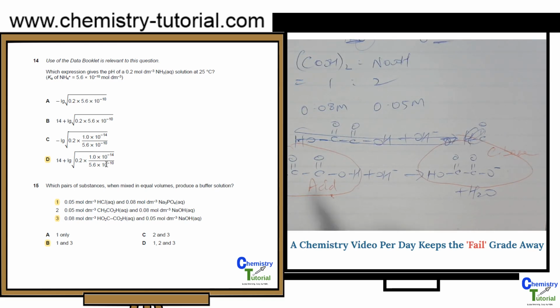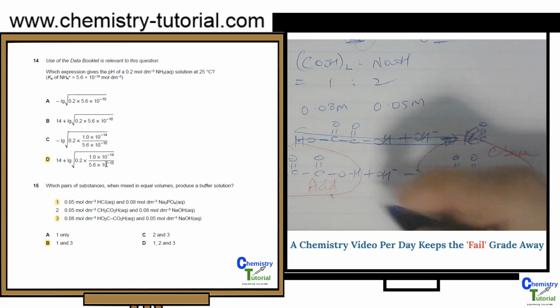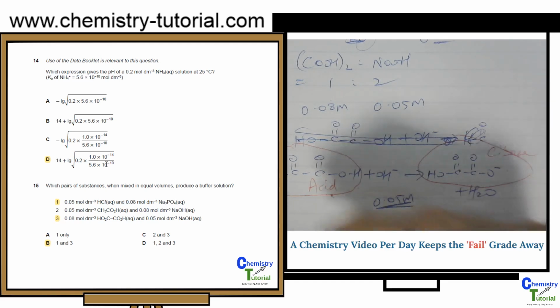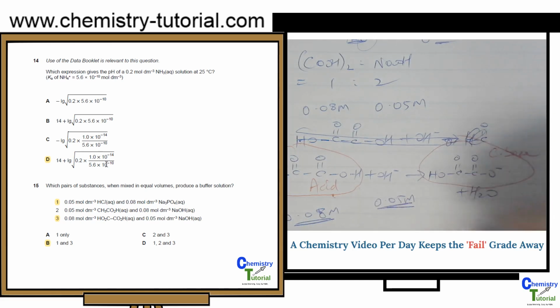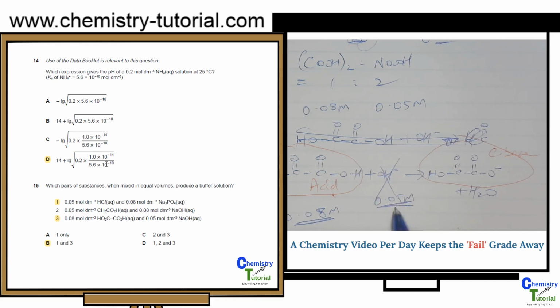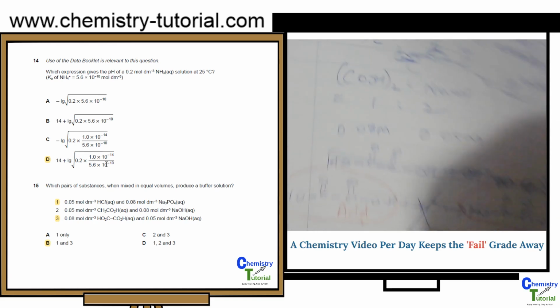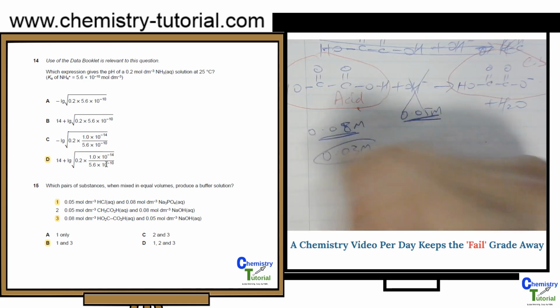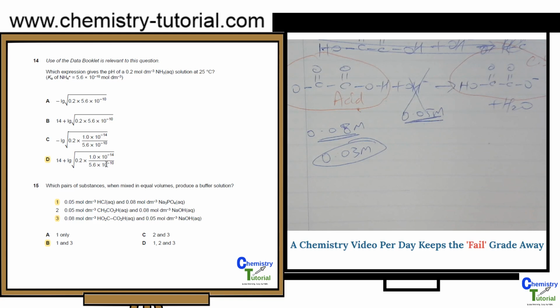Okay. Now the thing is, let's check. The concentration that we have here is 0.05. Over here is 0.08. So this will be consumed completely. Ultimately, what are you left with? 0.08 minus 0.05, giving us 0.03 moles per dm cube with the appropriate volume.